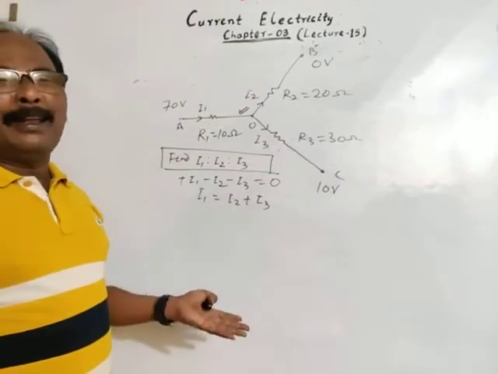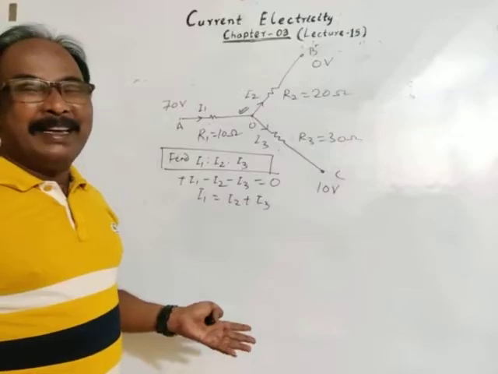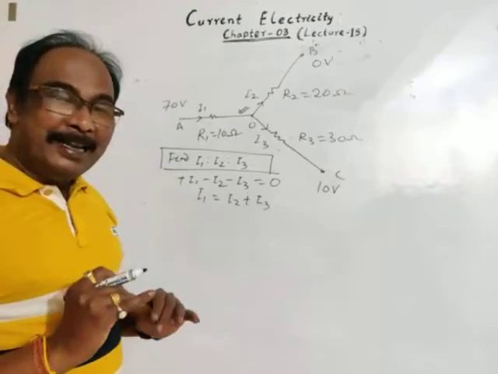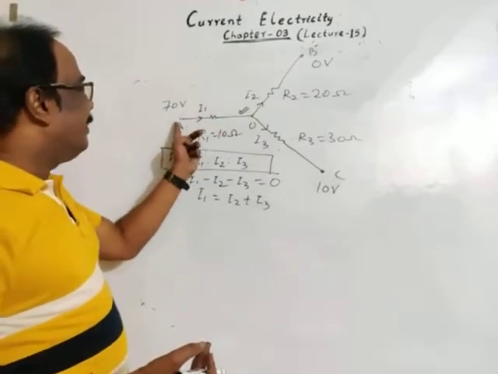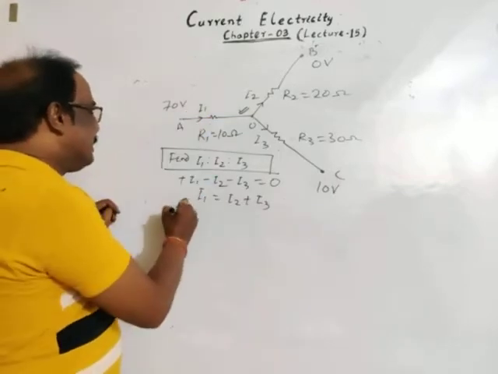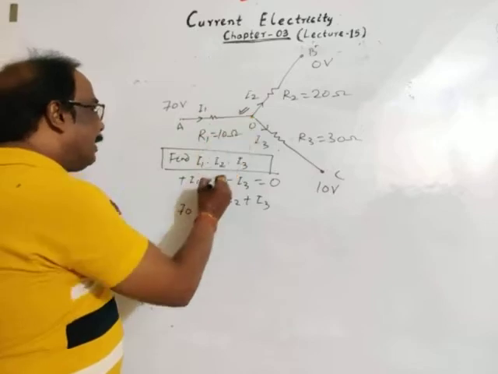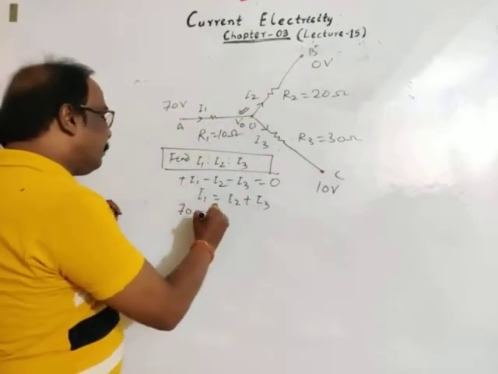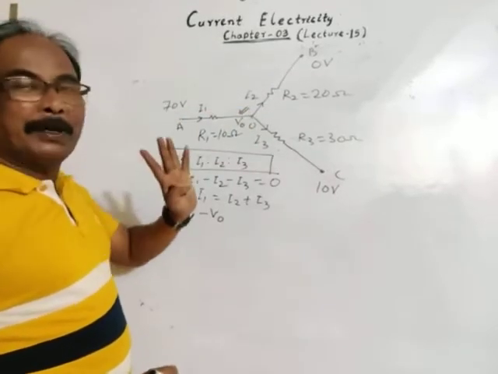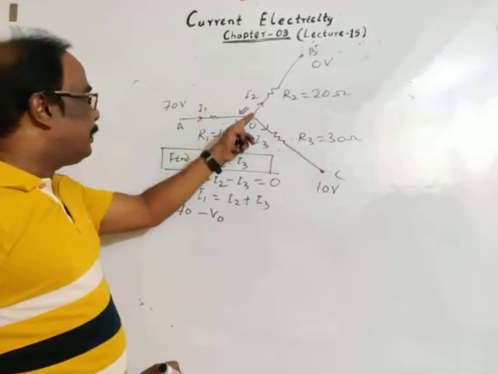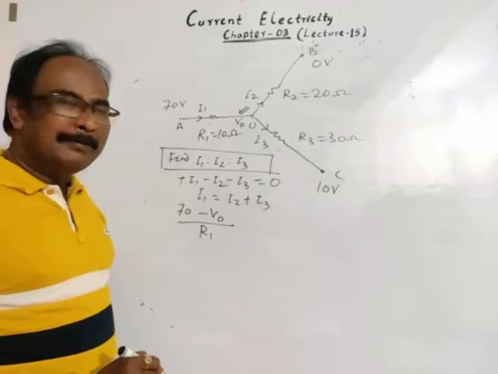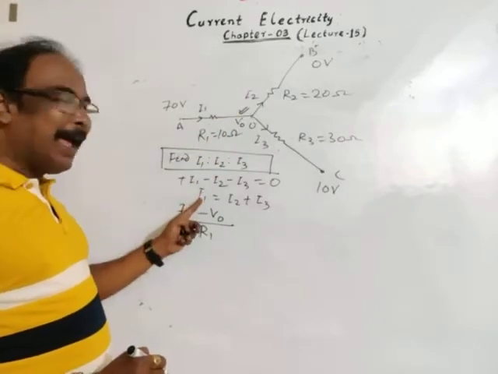Okay. But current is V by R. V is equal to IR, current is V by R. So current is potential difference over a resistance. So I1 is current through AO, the branch AO. Here potential difference is 70 volt. Let the potential at O be VO. This is at low potential. Current is flowing from high potential to low potential. So 70 minus VO is potential difference divided by resistance R1. So V by R is I1.